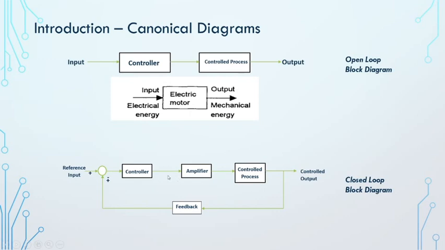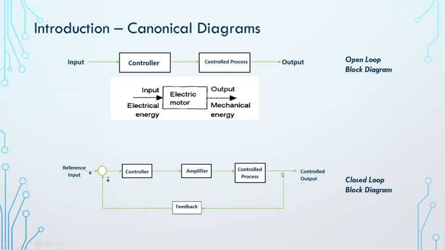Now, let me move on to the closed-loop system, and this is a block diagram for a closed-loop system. We have an input. Now, you see here, there's an extra one attached to the concept. That is the reference input. Okay, I need to move faster because of time. Now, there's a reference input and a controlled output.